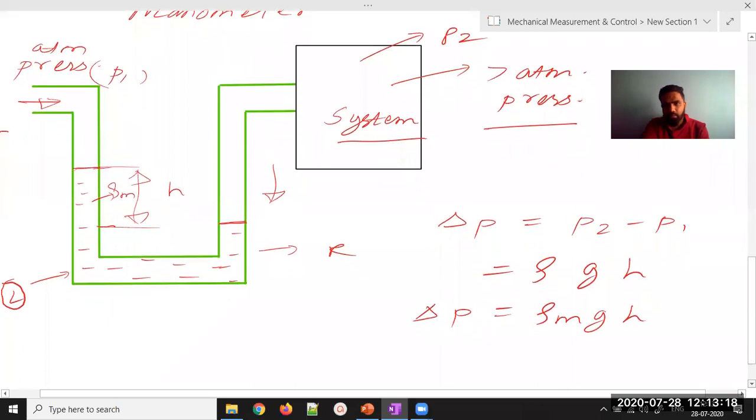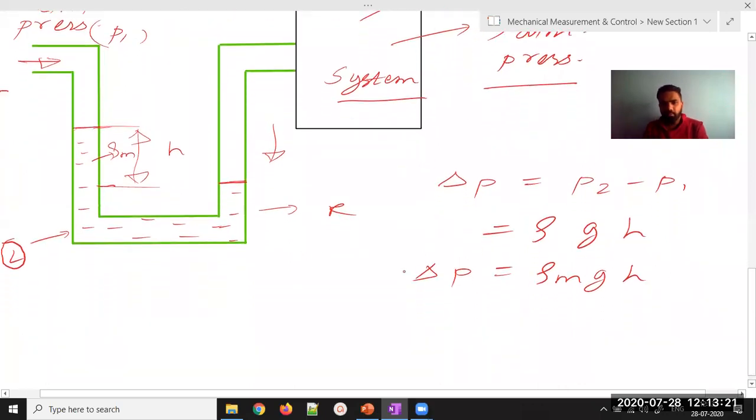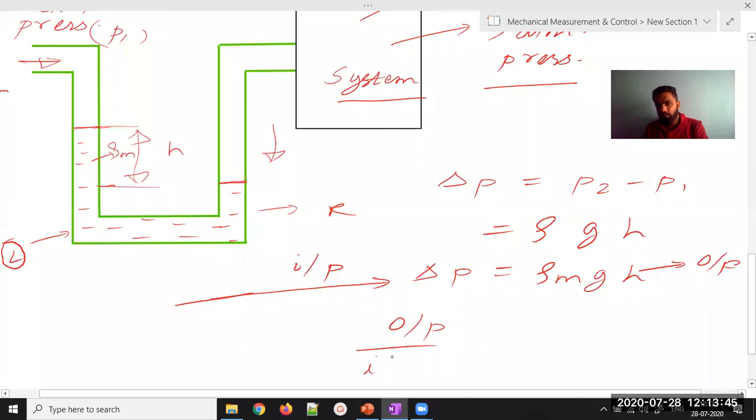Now, one more thing that I'd like to add here. We know that this H is my output, right? And delta P is my input, right? There is something which is called output and something which is called input. So what I'll get from here is output upon input. Output is H, input is delta P. So if I take output upon input, I have to put delta P in the denominator.